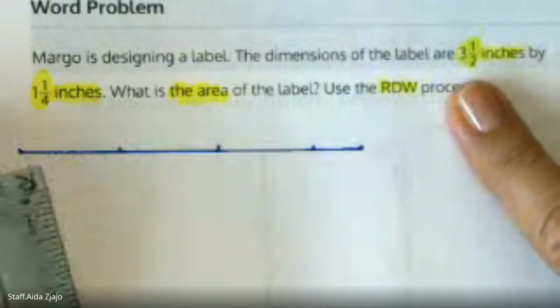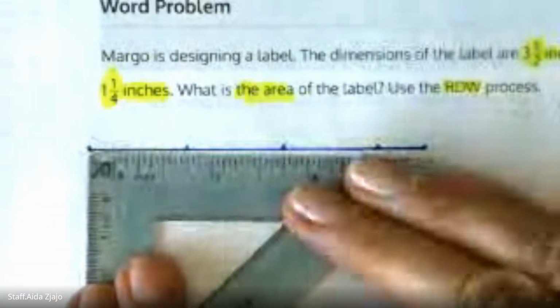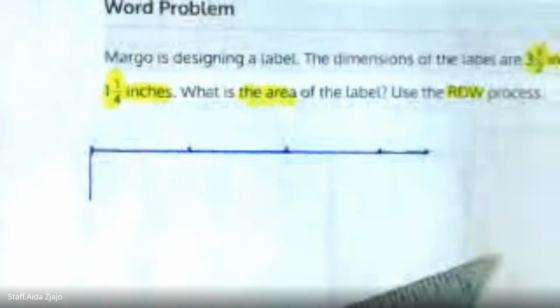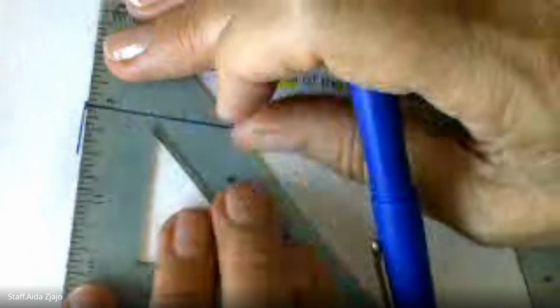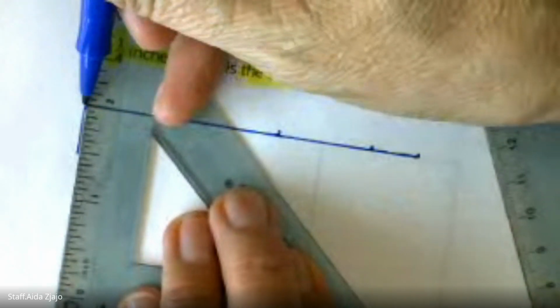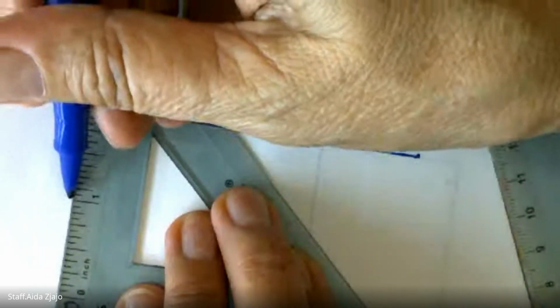Now, the other side, or width, says it is 1 1/4 inch. So it's a full inch. I'm going to make a perpendicular line to one of the sides, at the corner. Then I'm going to draw and label 1 inch, right here. So from here to here is 1 inch, but I also need 1/4 of an inch.